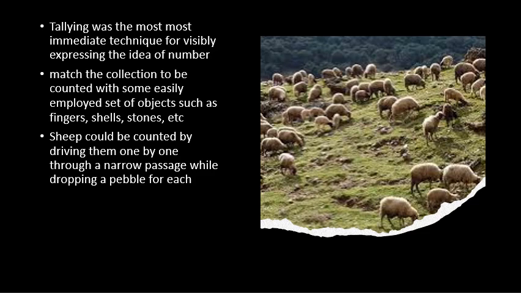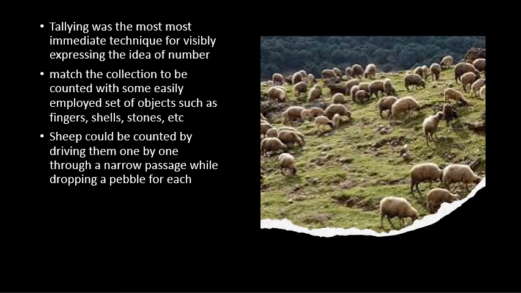So, tallying was the most immediate technique for visibly expressing the idea of number. What primitive people do, or what we actually even still do today, is match the collection to be counted with some easily employed set of objects. Of course, in ancient times, they did not have modes of writing yet. So what they used were their fingers. They used their fingers to tally, to count. They used shells, stones, and other objects. Of course, now that we have pens and papers and other modes of writing, we can just write the lines when we tally.